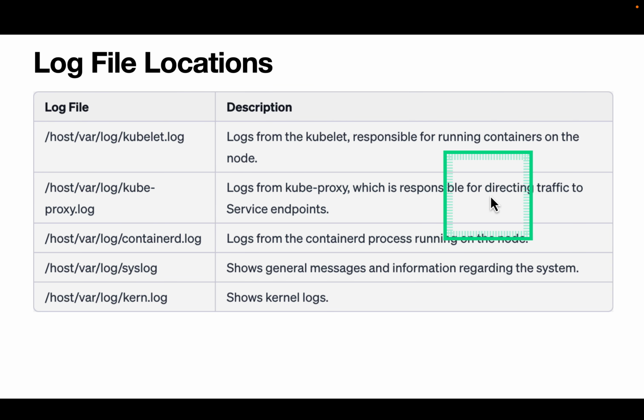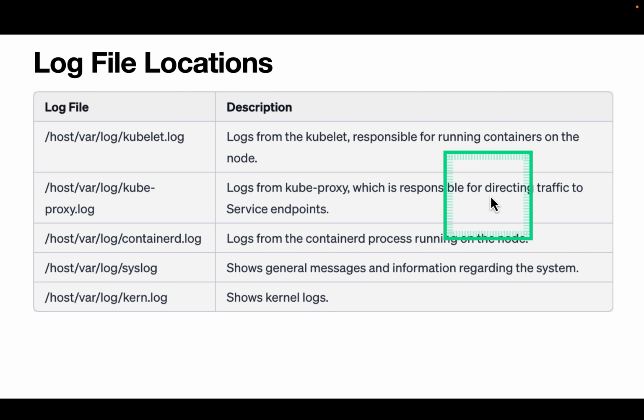Logs on the worker nodes provide information about the kubelet, responsible for running containers on the node, and the kube-proxy, responsible for directing traffic to service endpoints. So control plane nodes, these are the important log file locations.